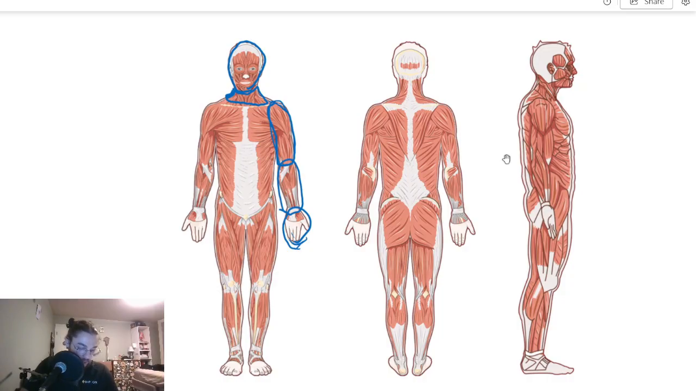All right. Then we will call this whole region right here the trunk. So in the front and the back, that's your trunk. And let's go ahead and add your chest to your brachial region, because your pectorals are going to really move your arm. Okay, cool. So that's 1, 2, 3, 4, 5, 6 so far.